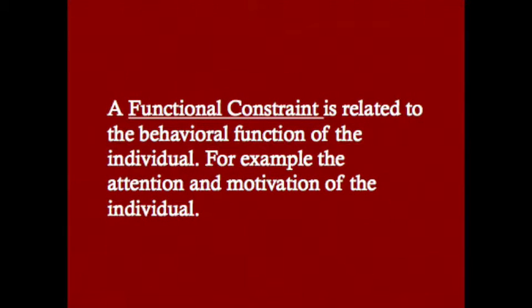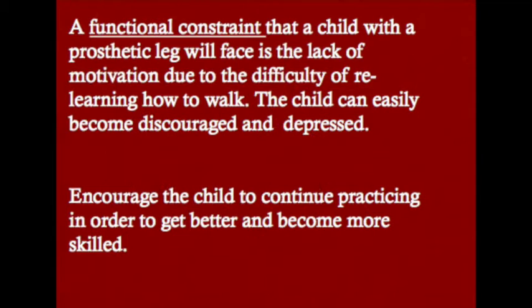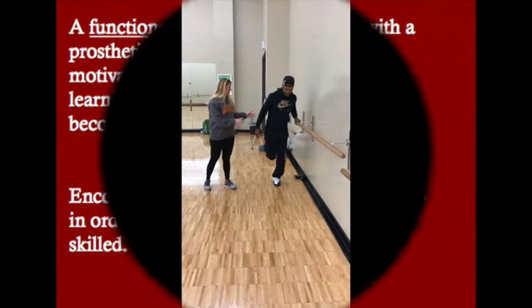A functional constraint is related to behavioral function of the individual, for example, attention and motivation of the individual. A functional constraint that a child with a prosthetic leg will face is the lack of motivation due to the difficulty of relearning how to walk. Encourage the child to continue practicing in order to get better and become more skilled.